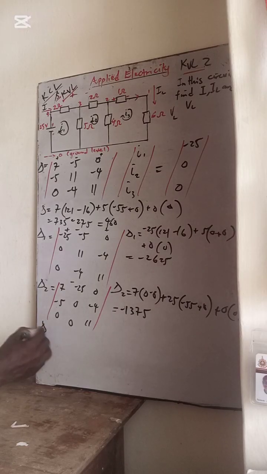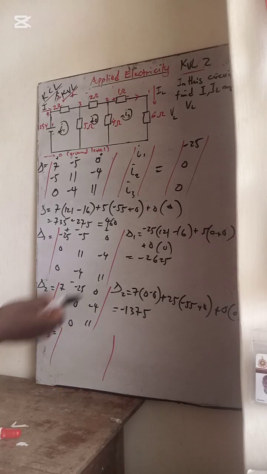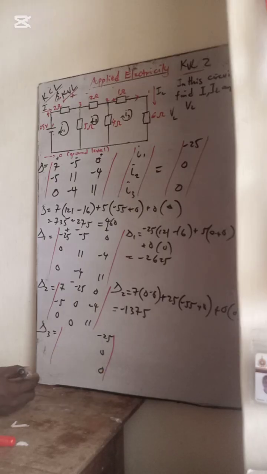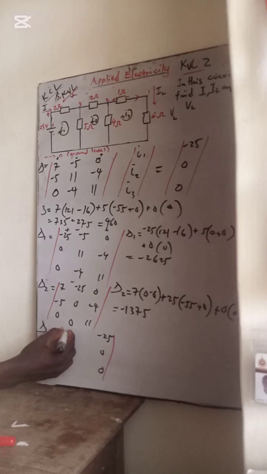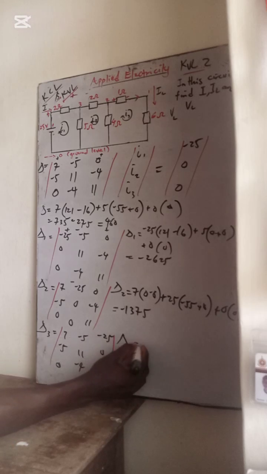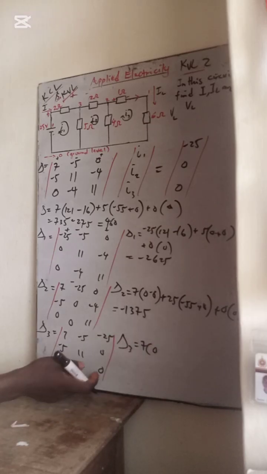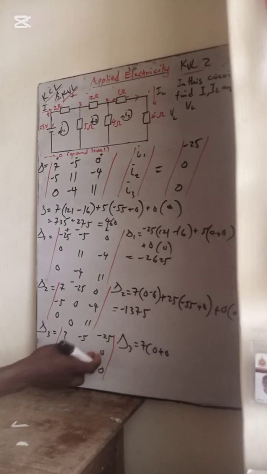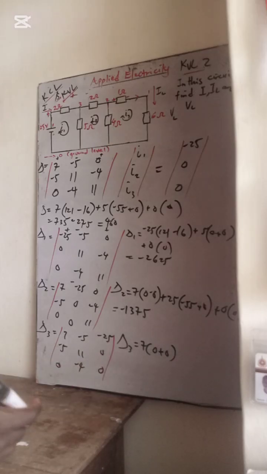I hope this place can contain it. Okay, so we are now picking into the last place here for the delta 3: 0, 0. Then we pick these two normally. We have 7, minus 5, 0. Then we have minus 5, 11, then minus 4. So for delta 3, we are going to be having 7 multiplied by this 0 here, because 11 multiplied by 0 is 0, minus 0 multiplied by 0 is minus 4, that also is 0, because minus and minus, you can just put plus to indicate your sum.